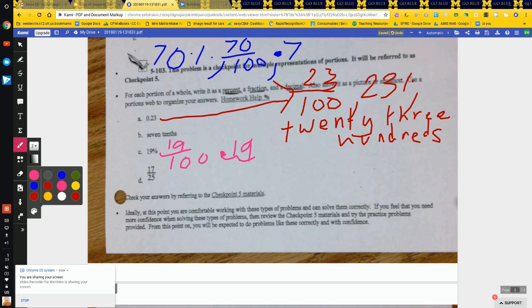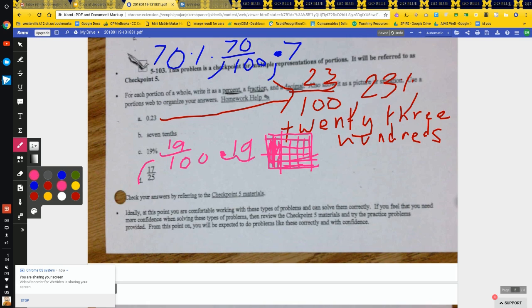Then it looks like I got my fraction down. I need to write it in words. So again, we can just write 19%, 19 hundredths. You do what you want. You choose 19%, 19 hundredths. You can draw a picture, a 100 grid. You can draw your 10 bars, 10 by 10, and color in 19.